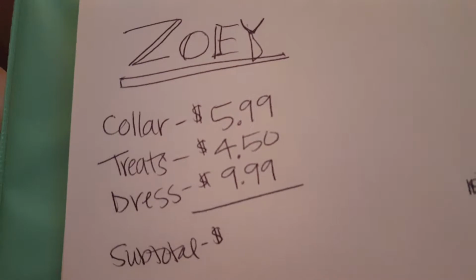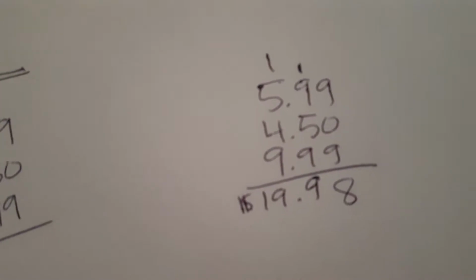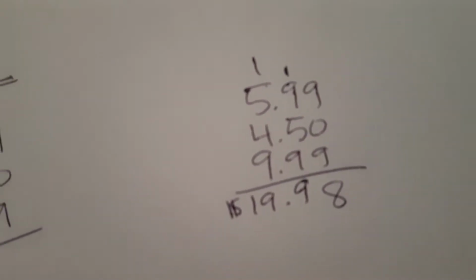So the first thing I need to do is find the subtotal, and I can do that very simply by adding those three amounts together. And don't forget to add that dollar sign.